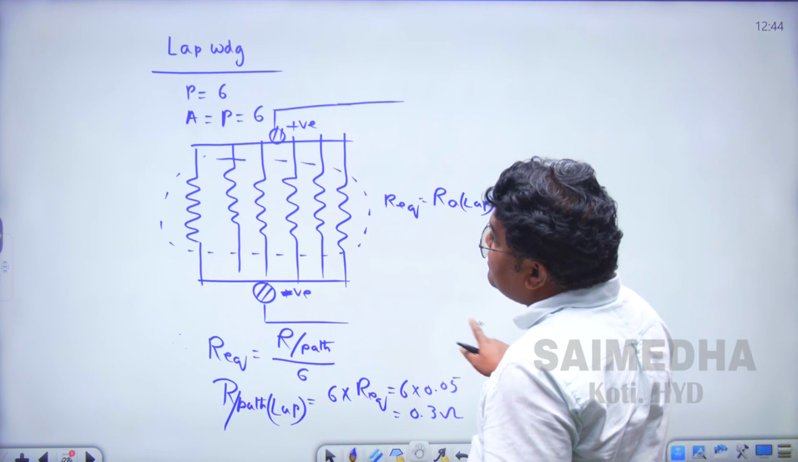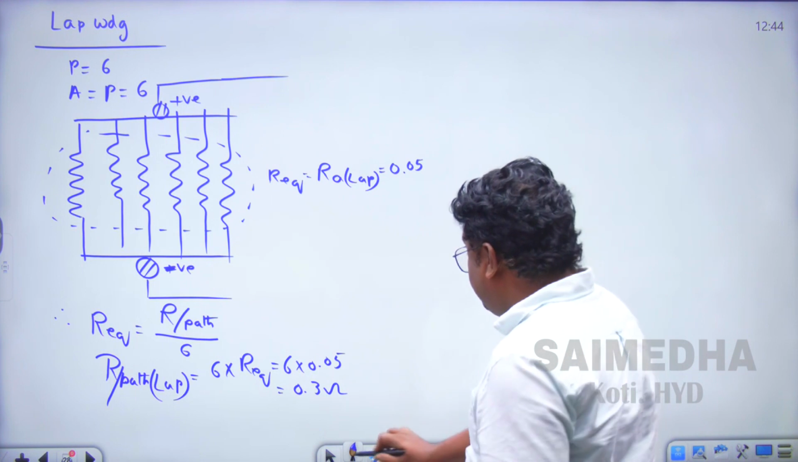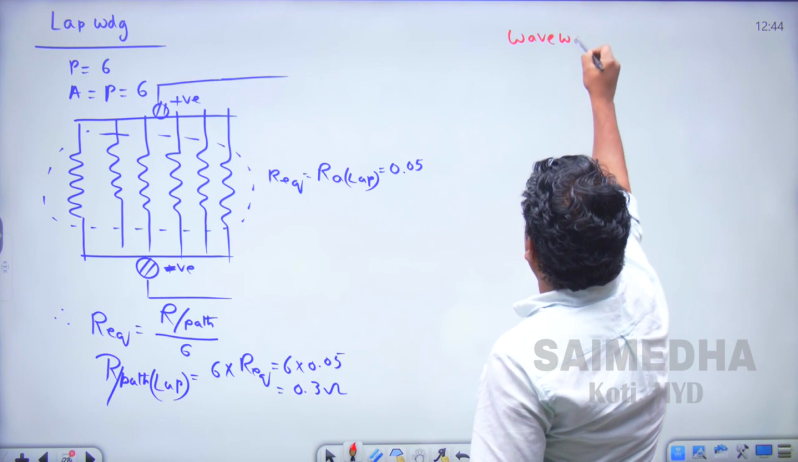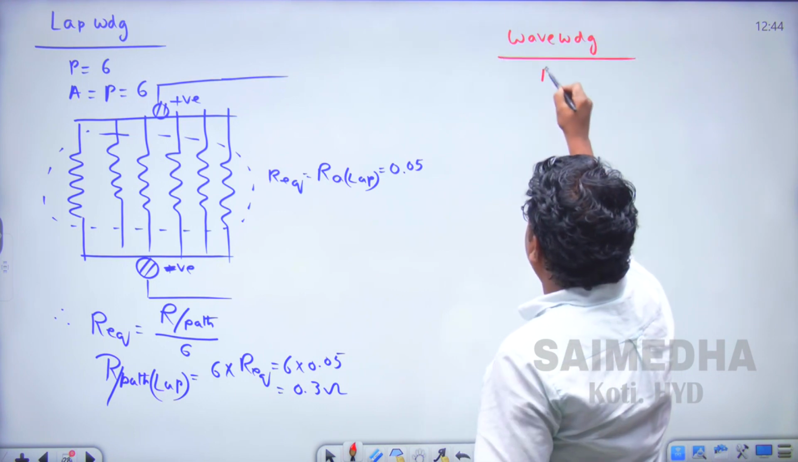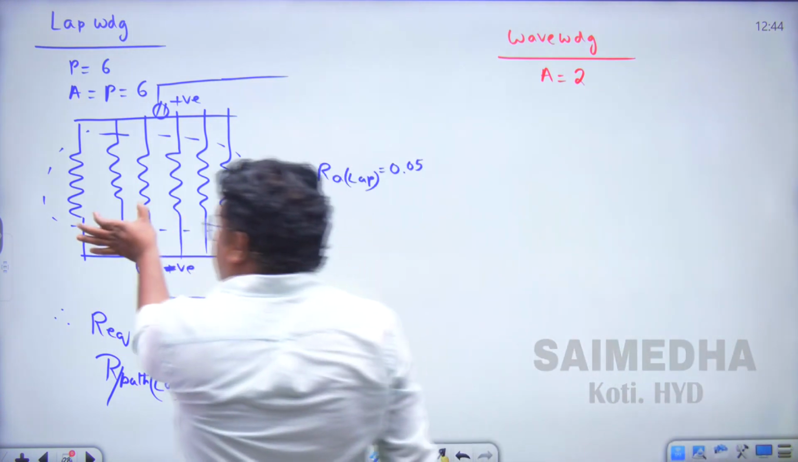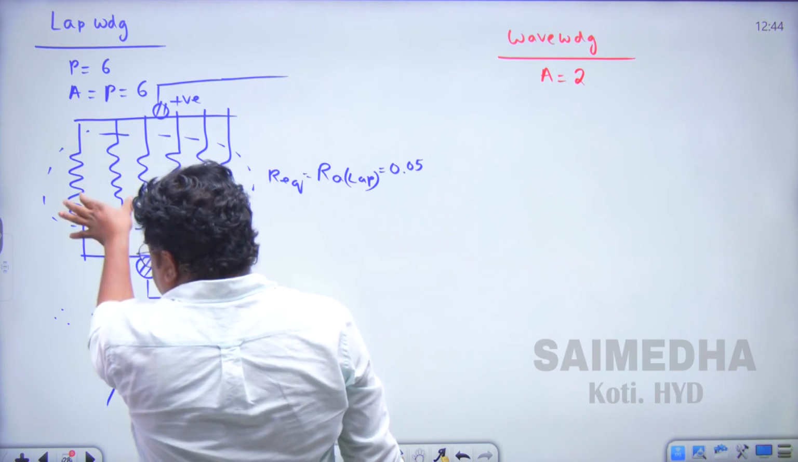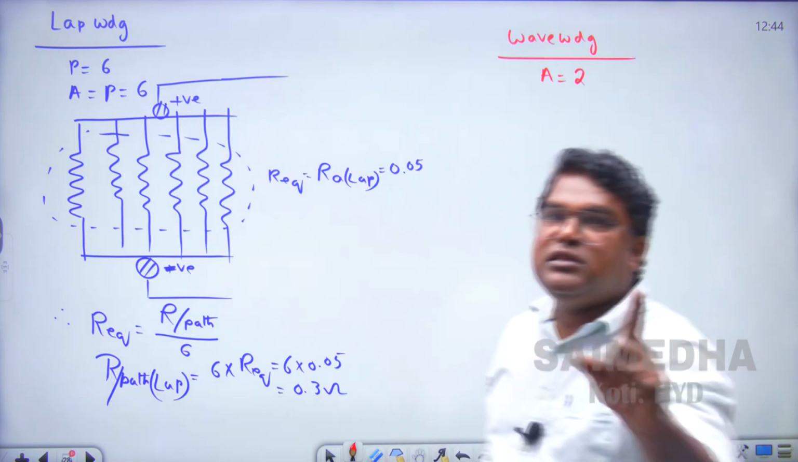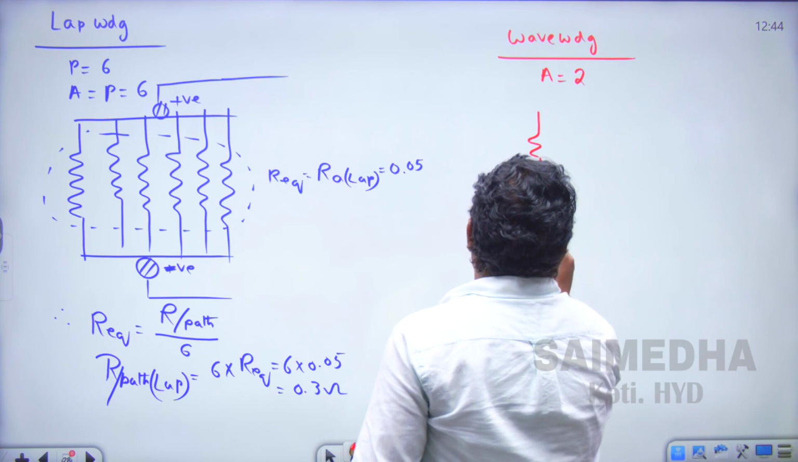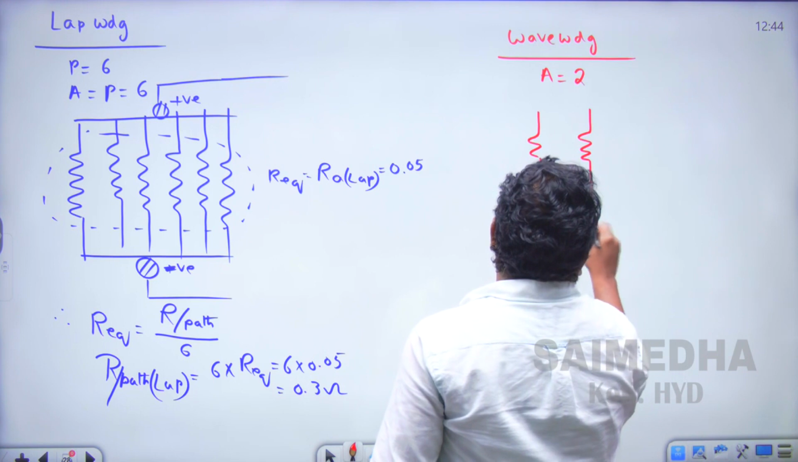Now if the same machine is reconnected as a wave, then what will happen? How many parallel paths are there in the wave winding? A is equal to 2 parallel paths. That means 3 parallel path conductors are connected in series and act as 1 parallel path in the wave connected armature winding. Similarly, the other 3 parallel paths are connected in series.